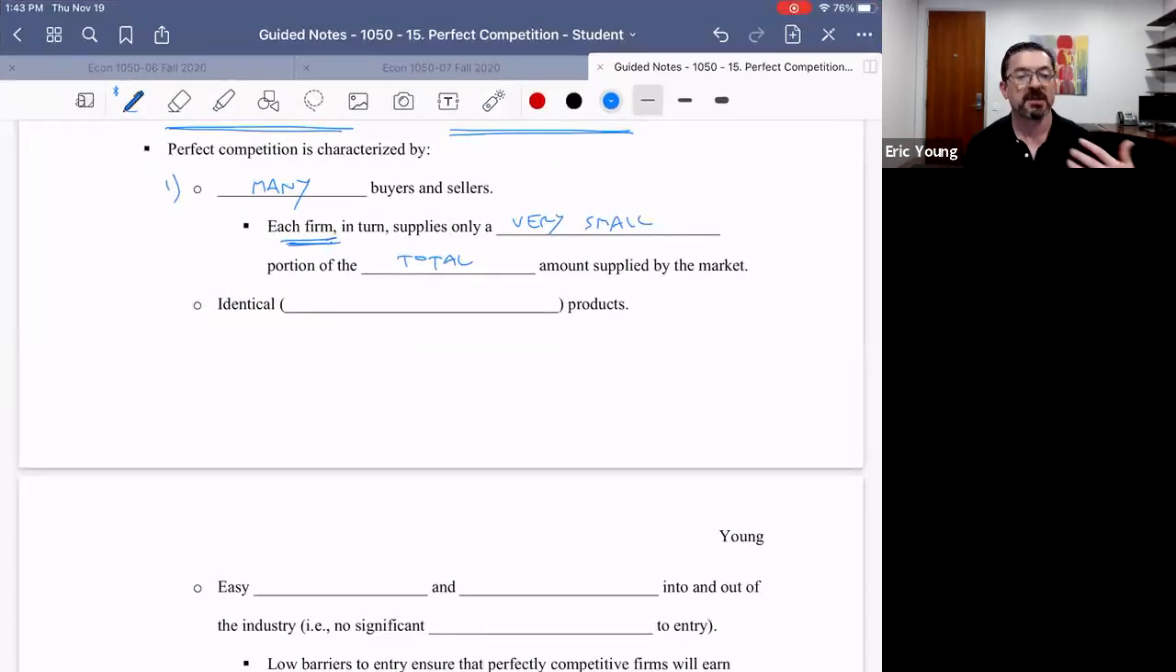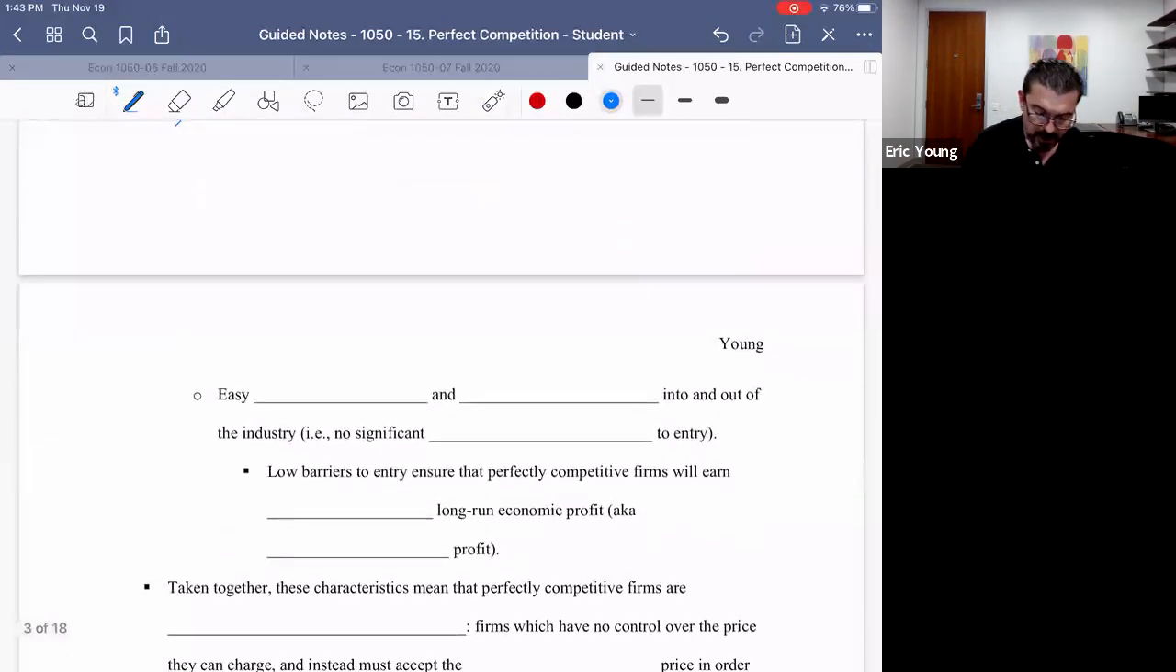We're back. What I was saying was each firm in turn supplies only a very small portion of the market's total output, so no individual firm has any clout. Okay. Second big criteria, and again, sorry for the interruption, is that the firms sell identical, or what we will call in fancy economics terminology, homogeneous products. So there is no product differentiation. There are many, many firms and they each sell exactly the same product. That's going to have some implications in a minute.